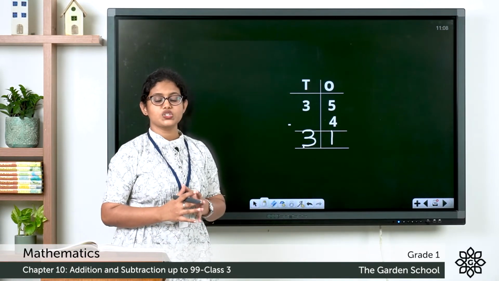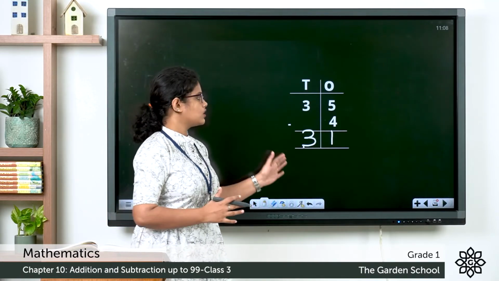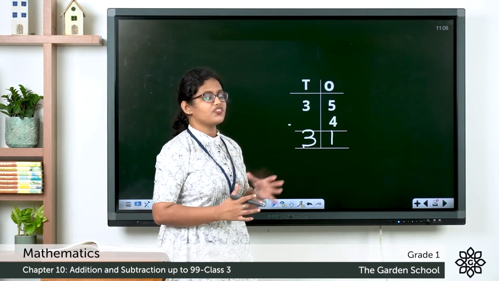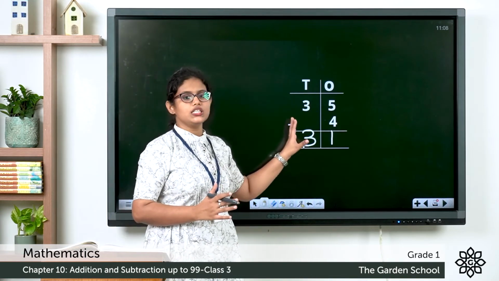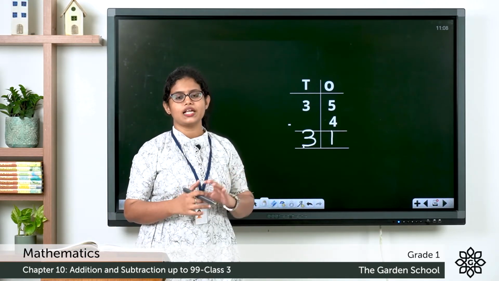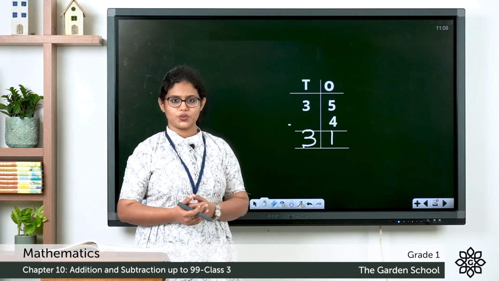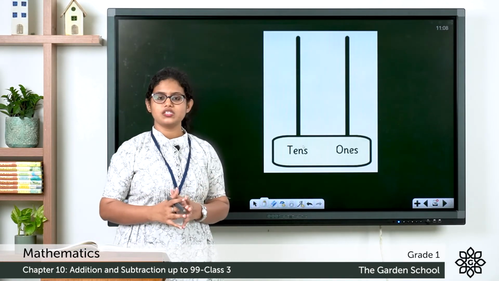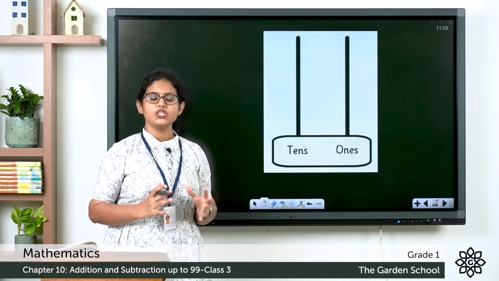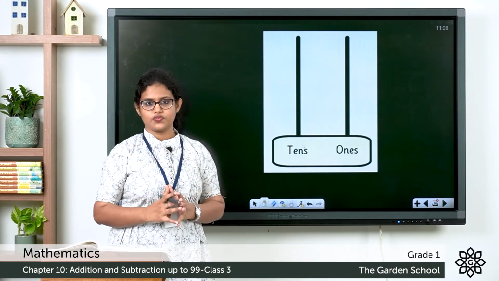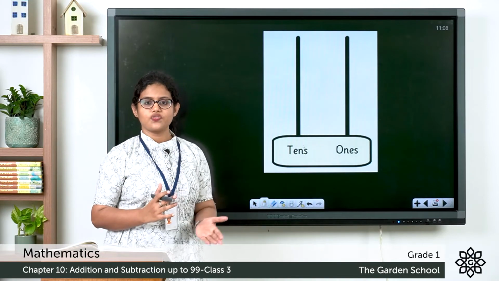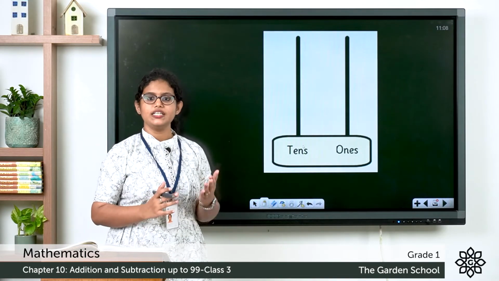So how many shells are left with Arun now? 31. So what is 35 minus 4? 35 minus 4 equals 31. So 31 shells are left with Arun. So how can we represent this on the abacus? So how many shells were there with Arun? There were 35. So 3 tens and 5 ones makes 35.